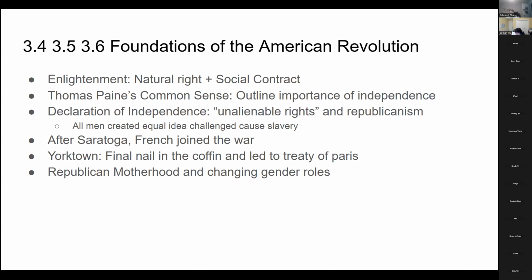And lastly, Republican motherhood was one of the main things, the changing of gender roles, of women getting more involved, because a lot of the men went to go fight in the war, right? So they had to take up more important positions.